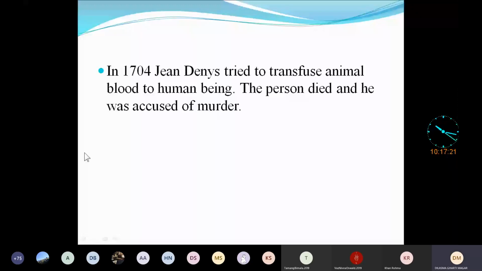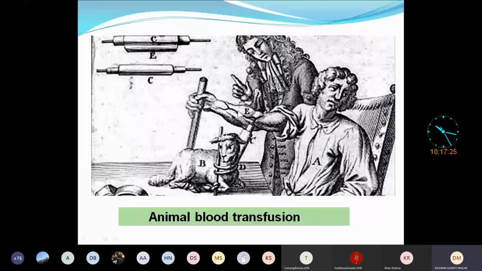So now in this picture, you can see a person is there, and here Jean Denis is there. So he's transfusing the blood from the sheep, isn't it? The sheep is tied to a pole, and blood is taken from the sheep and then transfused to a person. So the person died, and then he was accused of the murder. So that time, this way it was the history.